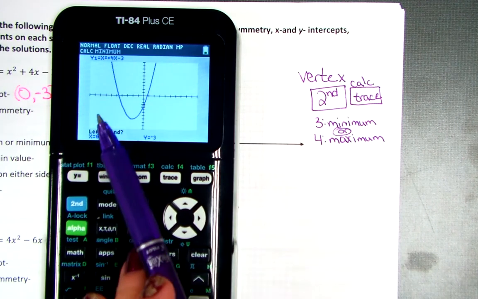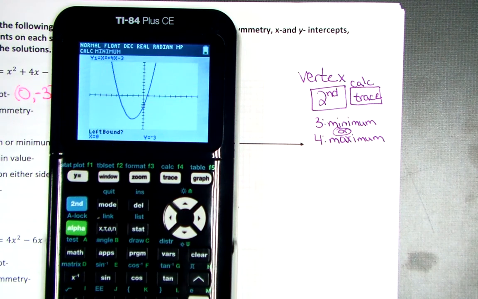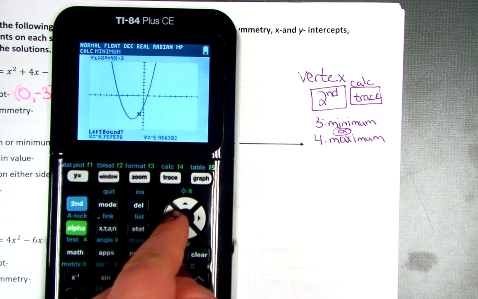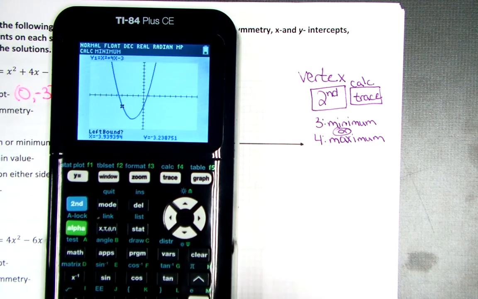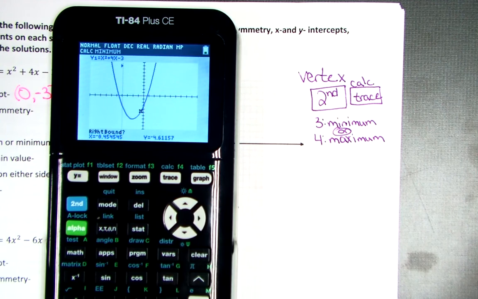And it's asking us some questions. It's asking for the left bound, and in a moment it'll ask us for the right bound. What it's doing is searching for the minimum value, but you need to give it a place to start searching and a place to end searching, and it only knows how to move left to right. So you're going to move the cursor to the left side of where you know the minimum value can be found and press enter, and then move it to the right side of where you know your minimum value can be found and press enter.